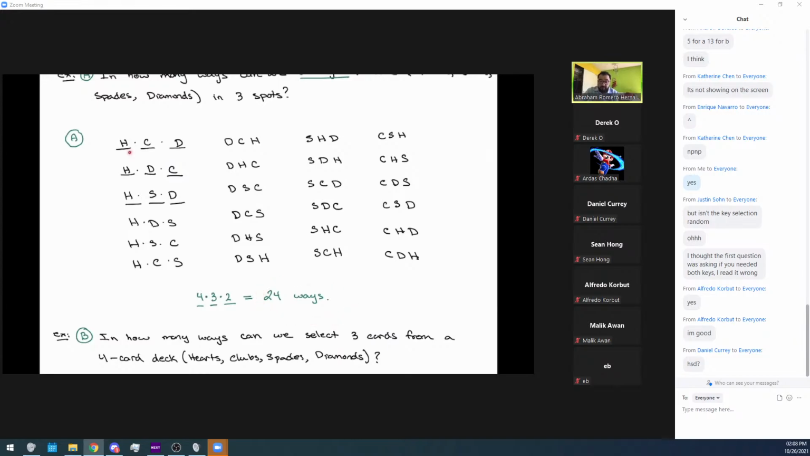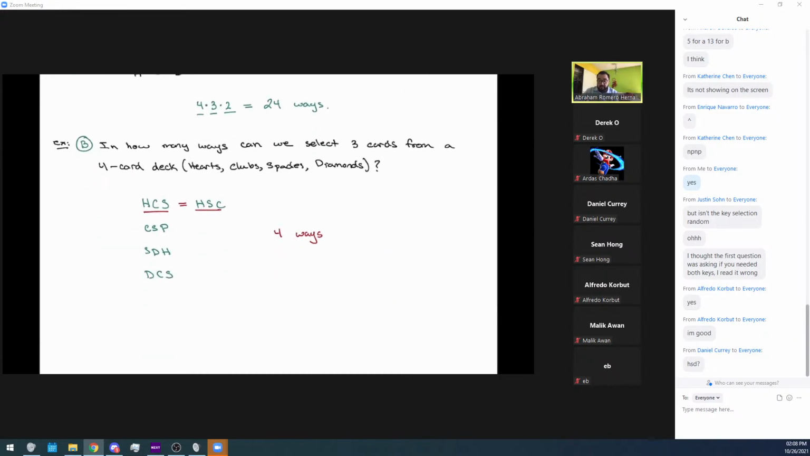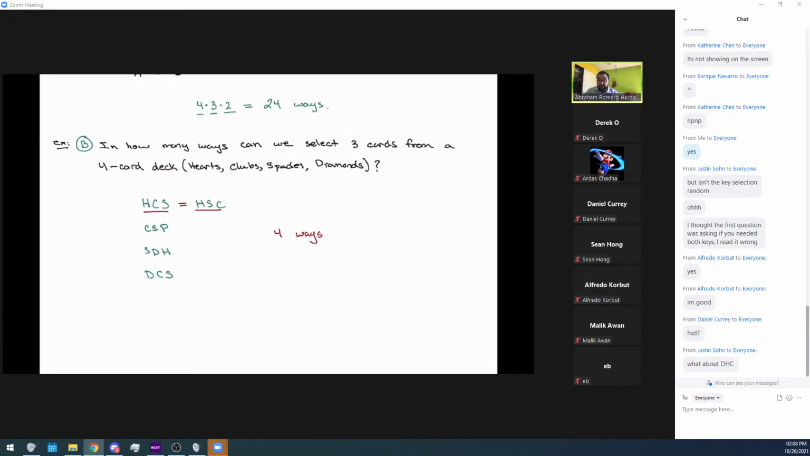Because I could have chosen this one first, and then this one, and then that one, in terms of arranging them in 3 spots. Here, I don't care about arranging them. I just care about selecting. So I could select 3 cards. What about diamonds, hearts, and clubs?